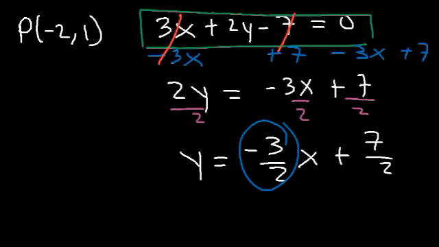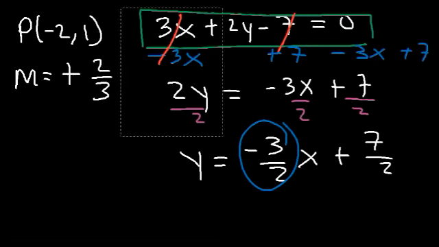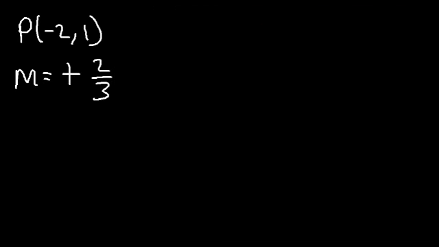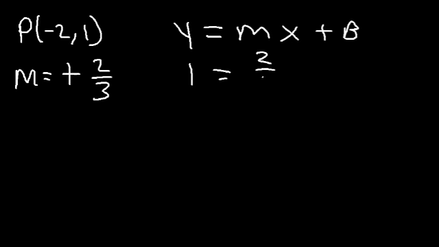Therefore, the slope of the perpendicular line is going to be the negative reciprocal of that value. So it's going to be positive 2 over 3. You need to change the negative sign to a positive sign and flip the fraction at the same time. So now that we have the point and the slope, we can write the equation. So let's use the slope-intercept form equation. So let's replace y with 1, m with 2/3, and x with -2.